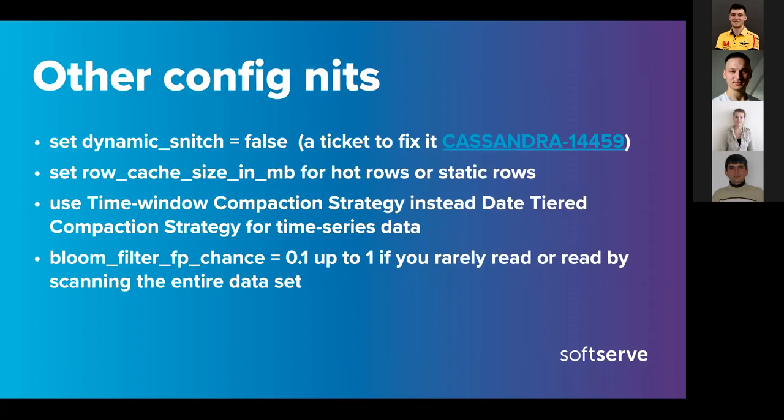Other configuration needs. There is an interesting tip, dynamic snitching, and by default it's enabled. So what's a dynamic snitch? This is a specific functionality that Cassandra provides that will monitor your environment and find gaps in read latency on certain nodes, and it will route all further requests away from those poorly performing nodes.